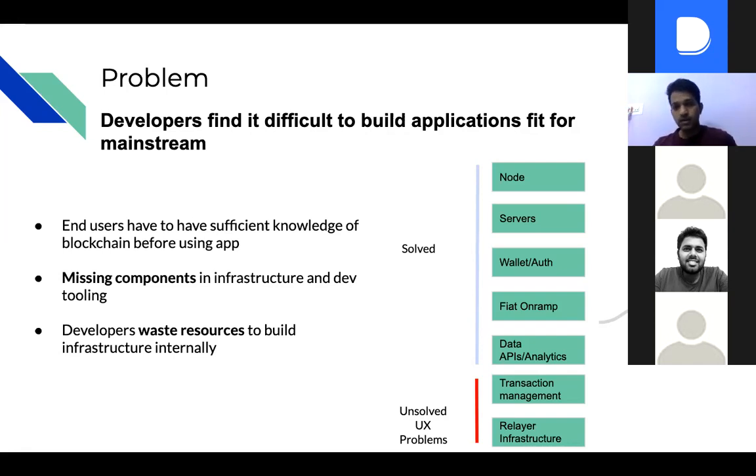Let's say with all the solved solutions, you make a DApp. Now when you launch it in the market and allow your users to use it, that's where the problem comes. The user is not able to use your DApp so easily. When you see these web two apps, they are pretty easy to use, but that's not the case with web three apps. So we are trying to solve these problems while building an application.